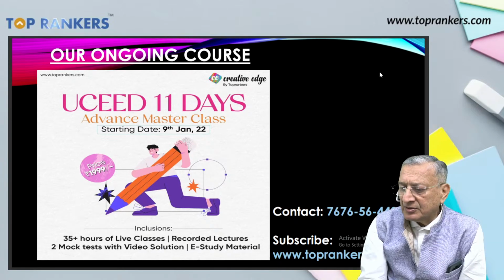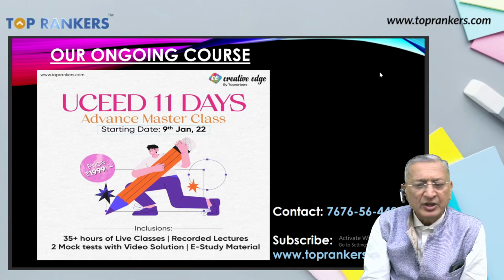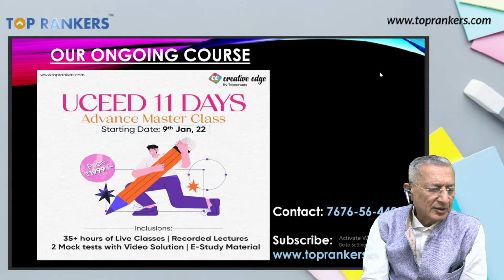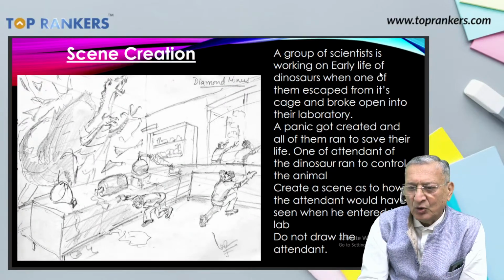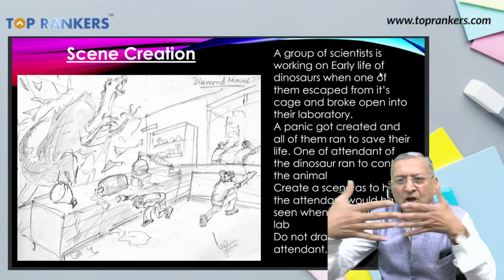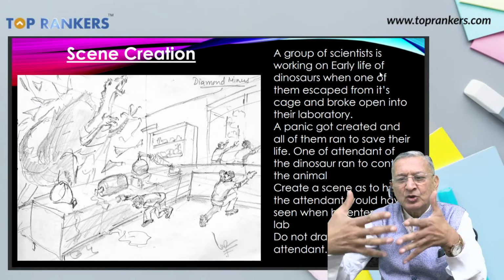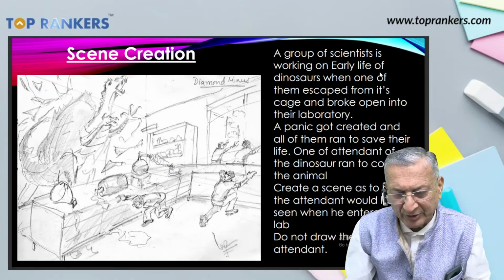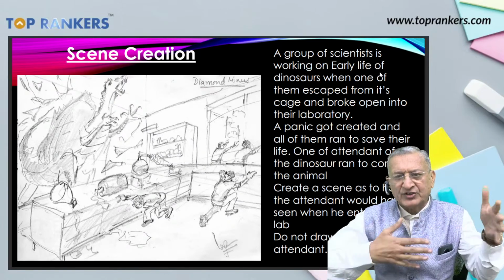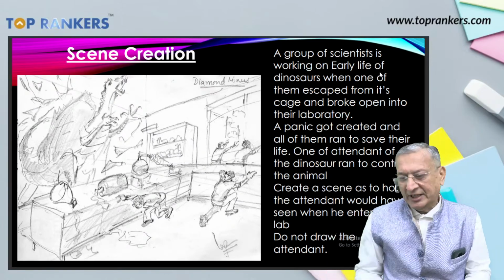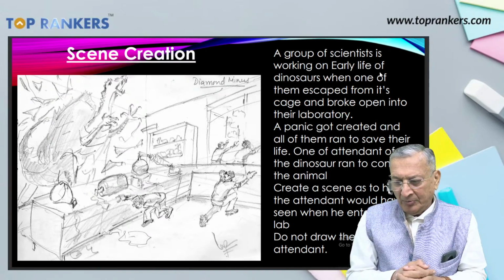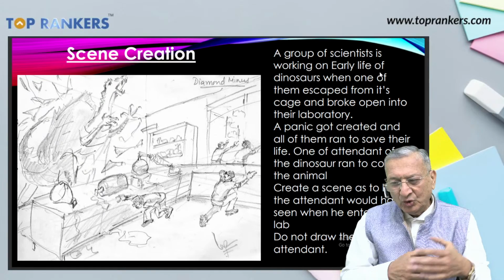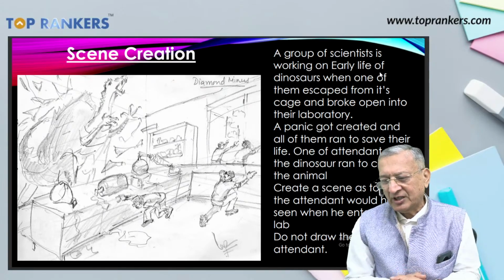Sir, is it specifically given in the UCEED paper to draw in 1 point perspective or 2 point? Generally not. I must tell you where you draw 2 point perspective. When you have to take a lot of crowd into the picture, better go for 2 point perspective, because you can accommodate on both sides human figures, animals, and all that. 1 point perspective is simpler, but 2 point perspective is not that complicated if you are in my class.